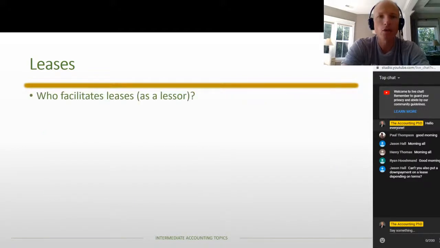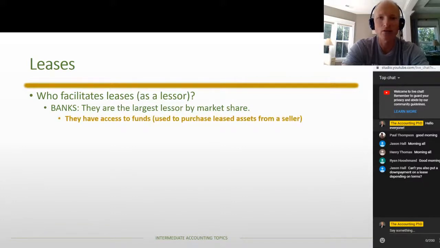All right, so who's the one that facilitates the leases? In other words, who's the person that usually is the lessor? Banks, they're the largest one by far. Usually it's a financing type arrangement, and the bank is going to be very efficient at doing this. They have access to funds, and those funds are used to purchase the assets from the seller. So the seller essentially sells the asset to the bank, and then the bank leases it to the lessee. That's why the lessor is the bank, not the original seller of the piece of equipment.